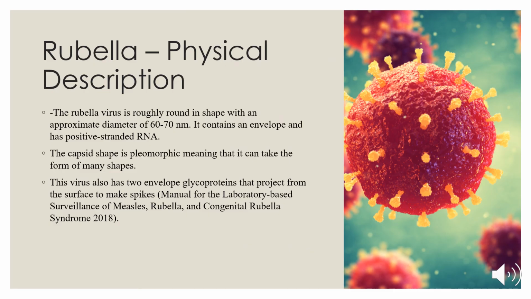The physical description of rubella. Rubella virus is roughly round in shape with an approximate diameter of 60 to 70 nanometers. It contains an envelope and has positive stranded RNA. The capsid shape is pleomorphic, meaning that it can take the form of many shapes. This virus also has 2 envelope glycoproteins that project from the surface to make spikes.